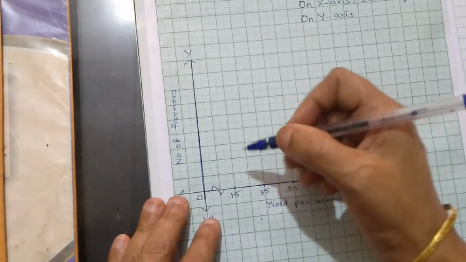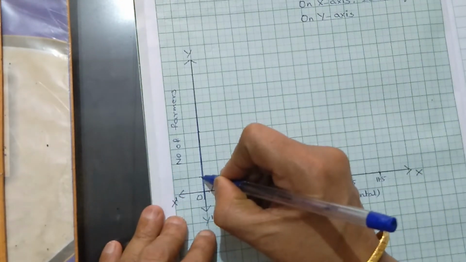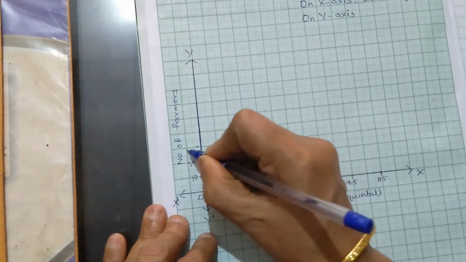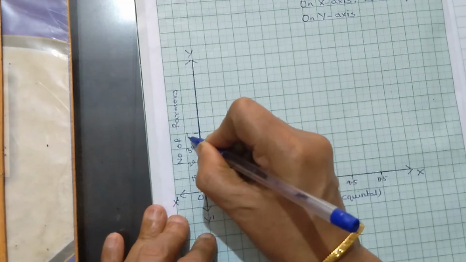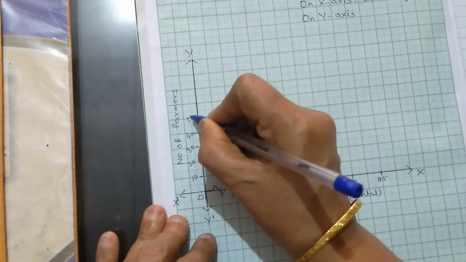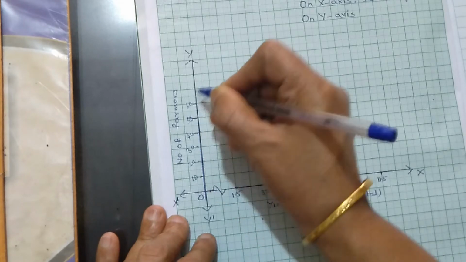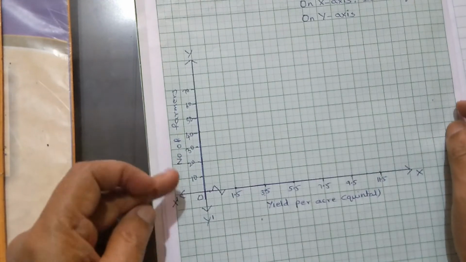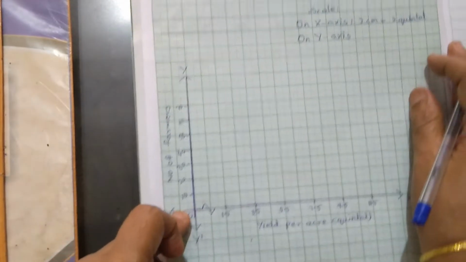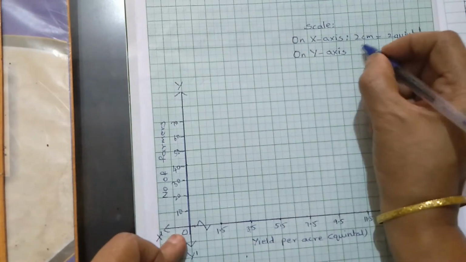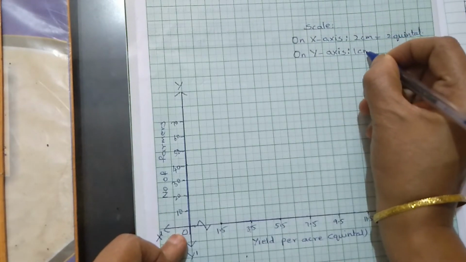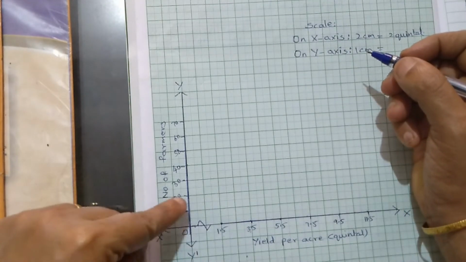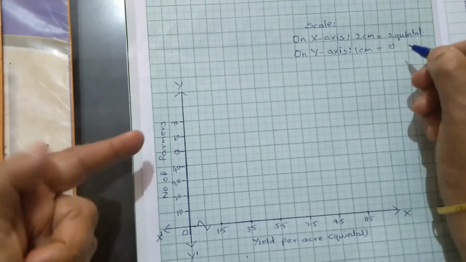Now on y-axis, you will take 10, 20, 30, 40, 50, 60, 70 and so on. This is number of farmers. So on y-axis I have taken 1 centimeter is equal to how much? 10 farmers. So that is equal to 10 farmers.